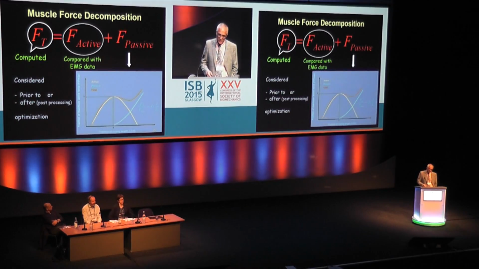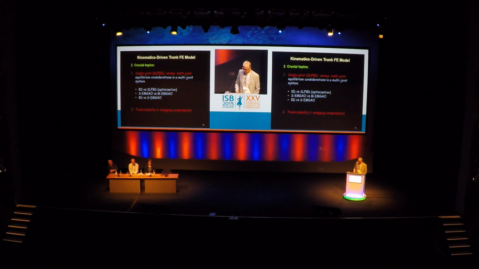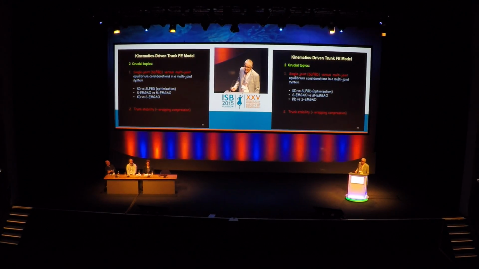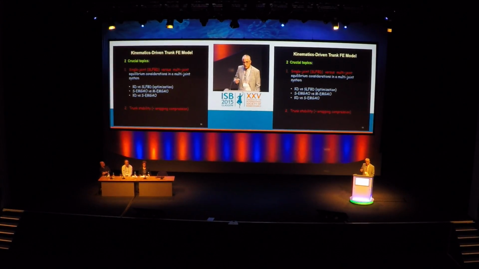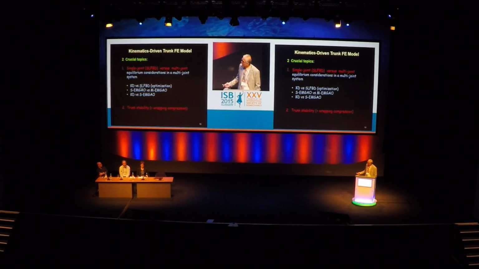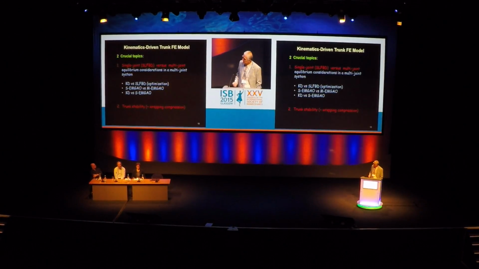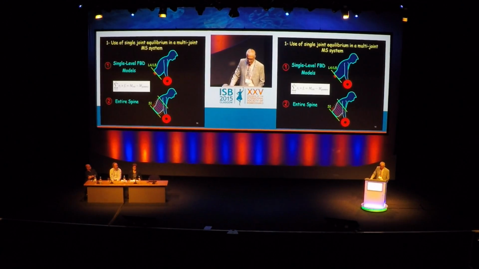As far as the passive component muscle forces are concerned, we can either introduce them before optimization or as a post-processing after optimization. What I'm going to talk about today is on two subjects, due to the natural time limitations. Two important points: the single-joint or single-level free body diagram versus multi-joint equilibrium in a system such as the trunk, which is multi-joint. I'm going to compare a number of methods I describe later on. Then, in the second part, I'll discuss the trunk stability, and I also refer to the wrapping compression load applications.